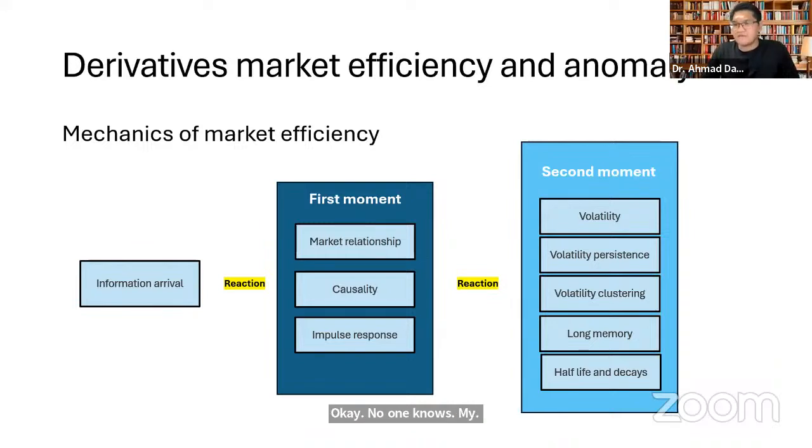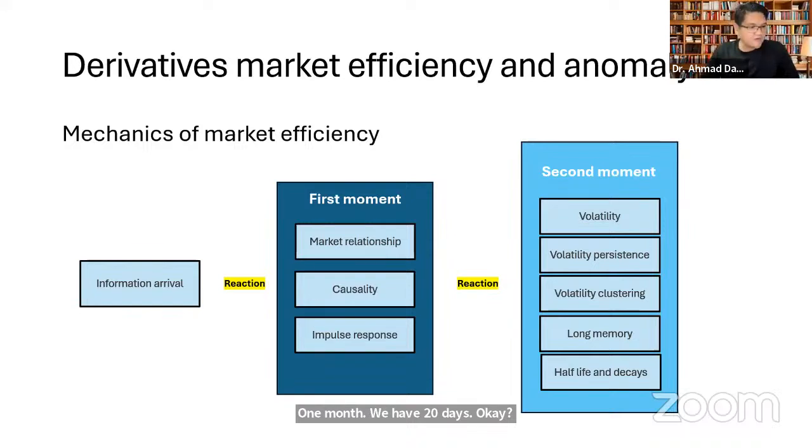Long memory, where the volatility extends to probably more than 5 trading days, more than 10 trading days. 10 trading days equals 2 weeks. You have to know that. For generalization, 1 month has 20 trading days, usually 20 or 22 trading days.